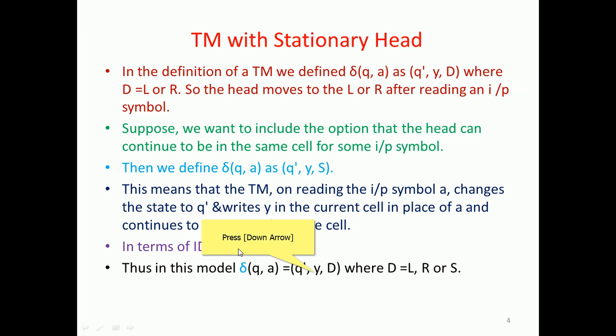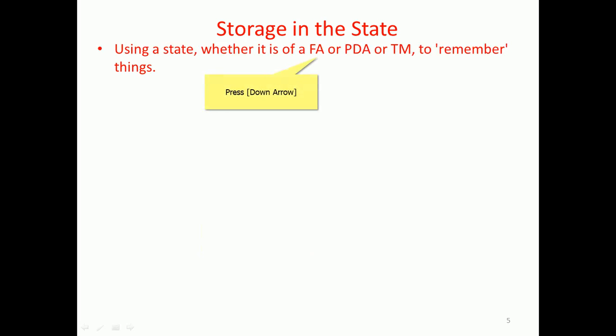So having understood these steps, the machine writes y in the current cell and remains in the same cell, for which you can say q dash. The input a will be replaced by y. So this statement tells about the stationary mechanism. The other alternative is storage in the state.